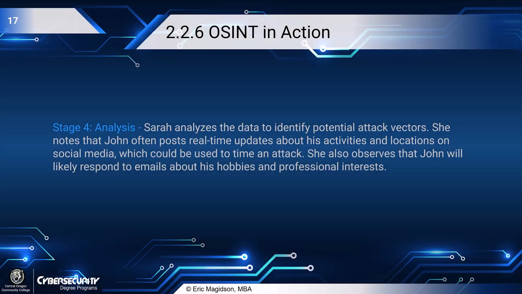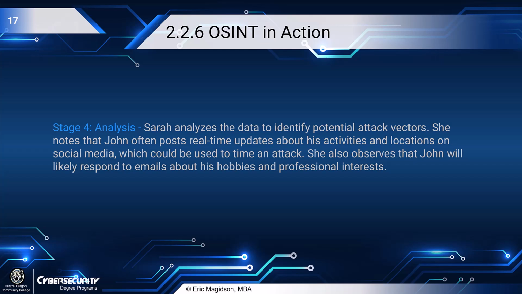Okay, so she takes that information, she begins an analysis process. She starts combining it. Again, AI can be used in this process, okay, for screen scraping, finding keywords, finding associations, etc. So analysis. Sarah analyzes the data to identify potential attack vectors. She notes that John often posts real-time updates about his activities and locations on social media, which could be used to time an attack. She also observes that John will likely respond to emails about his hobbies and professional interests.